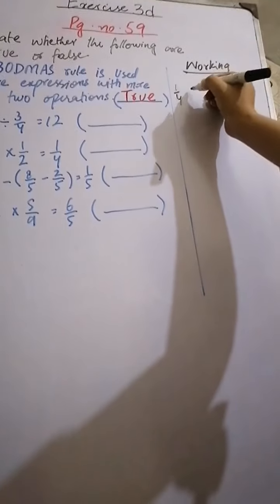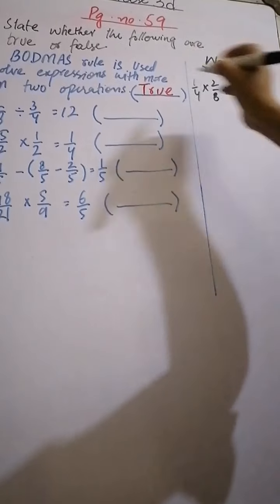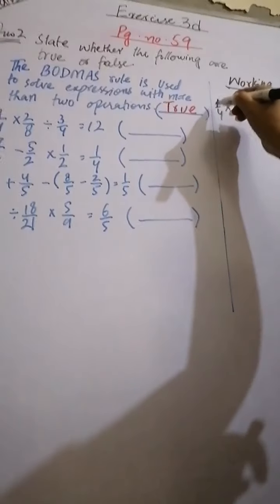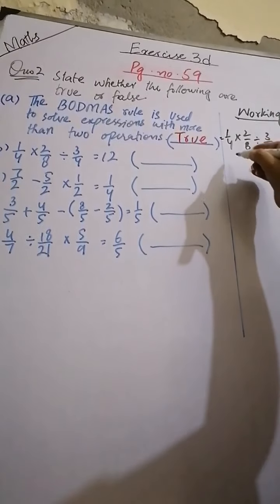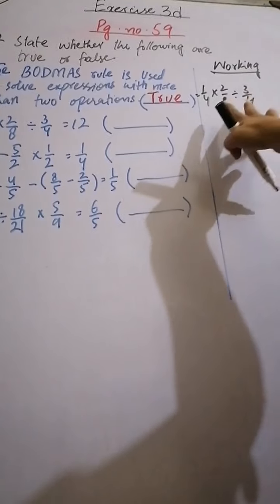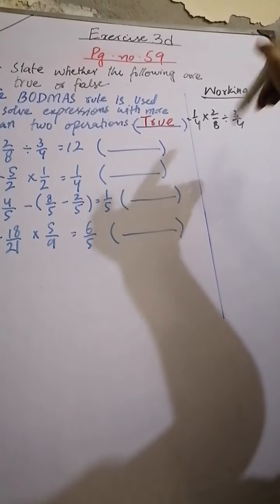Okay, 1 by 4 multiply 2 by 8 divided by 3 by 4. They are saying the answer will be 12. We have to check over here whether our answer comes 12 or not. So first of all, it's multiplication and division. According to BODMAS, there are 2 signs. We have to solve first division.